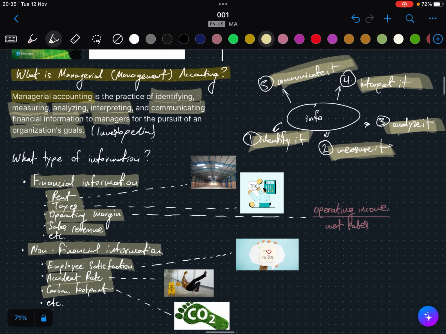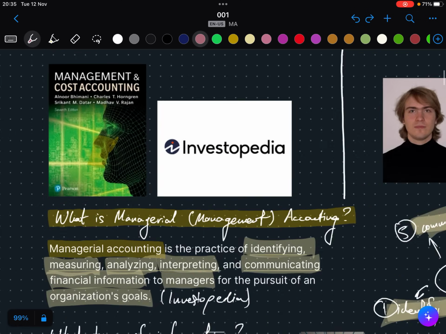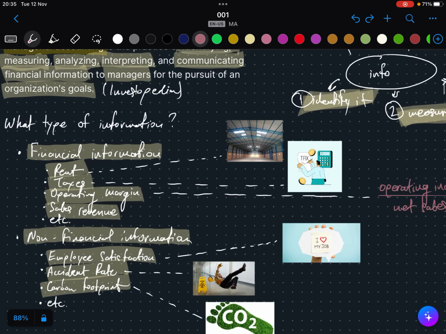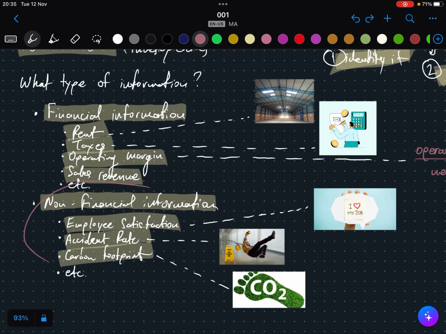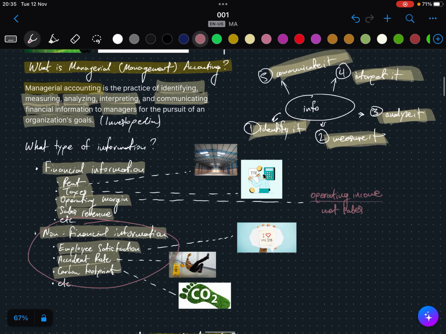Now you might be wondering why I'm mentioning non-financial information, since it is not in the definition I just read out, and that is correct. It is not in the definition provided by Wikipedia. However, it is in the definition provided by this book, and I think I will agree with the book. I mean, if you think about it, all this can influence the performance of a company, and so these are things that management accountants are interested in.